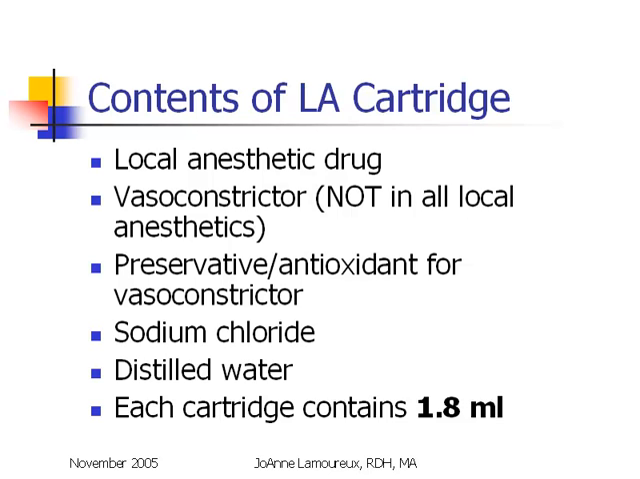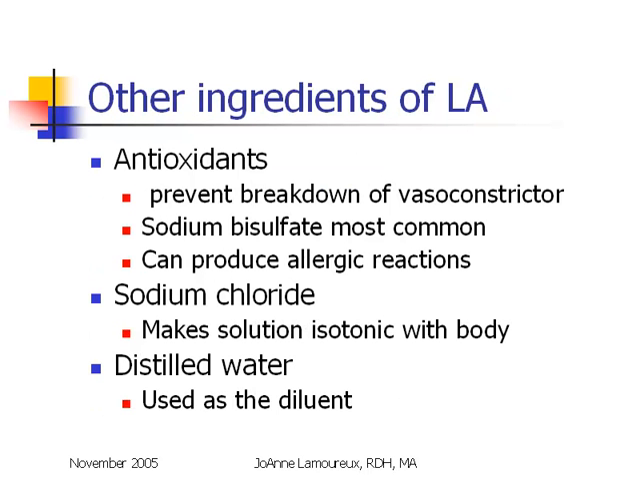Sodium chloride is put into local anesthetics to make the solution isotonic with the body. That means that the local anesthetic has a concentration of solute particles that are the same as what exists in the body, so that the local anesthetic will exert the same amount of osmotic pressure. That helps the drug flow with the concentration gradient of the body. The drug is dissolved in either distilled or sterilized water, and the most important thing to remember is the amount of local anesthetic in each cartridge is 1.8 milliliters. This is what I already mentioned, that there are antioxidants, sodium chloride, and distilled water.